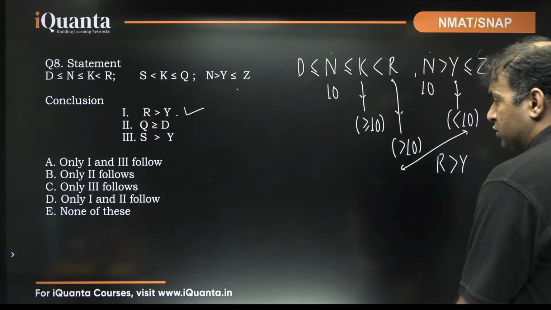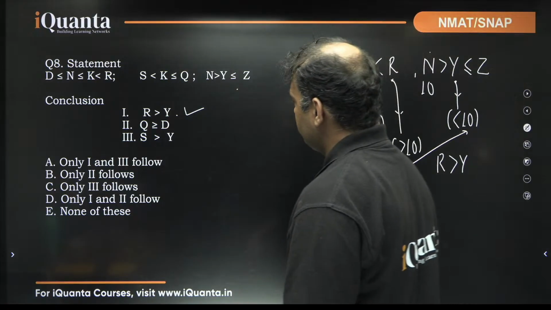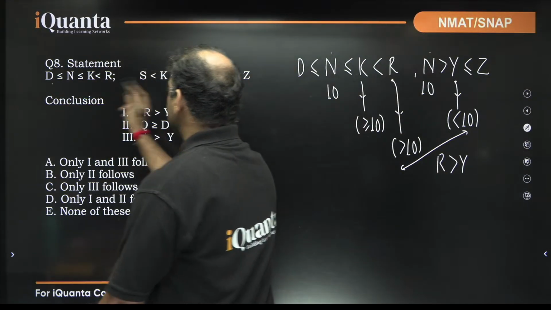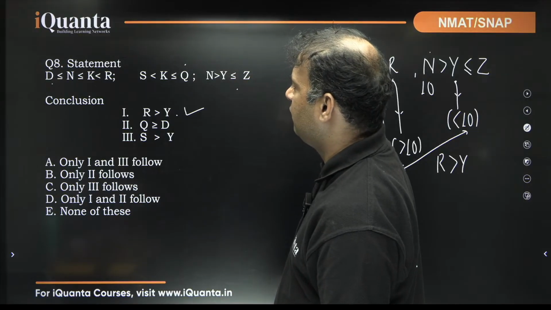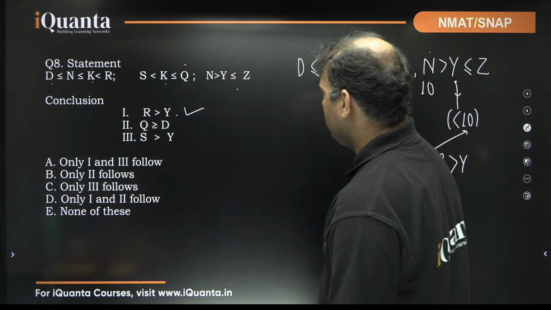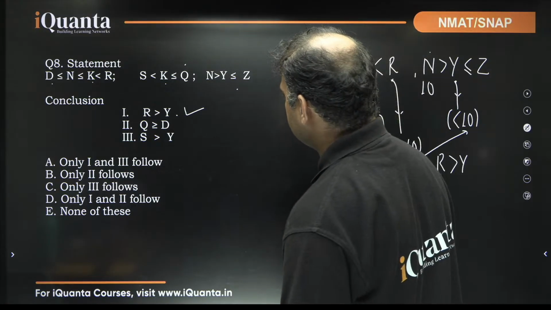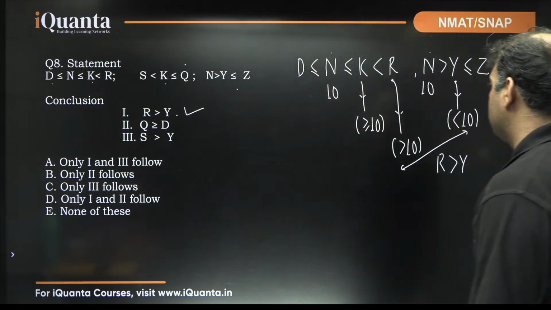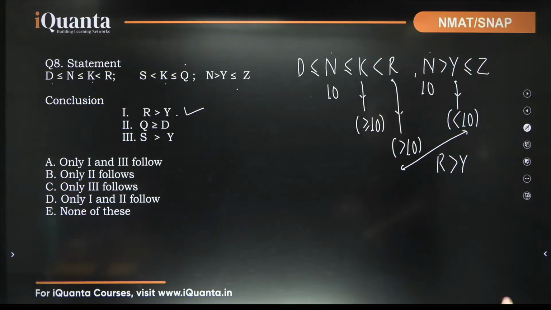Okay, conclusion 2 is relating Q and D. Q is in statement 2 and D is in statement 1. And we can connect them with the help of K, right? With the help of K actually, okay. What about conclusion 3? Let me see. They are connecting S and Y. So S and Y can be connected with 2 and 3. Okay, I think that may be tricky because there is nothing common between the second and third statements.